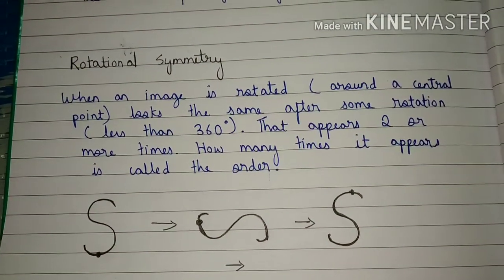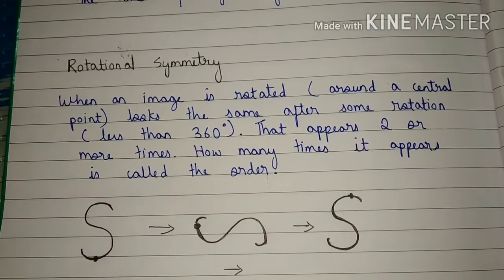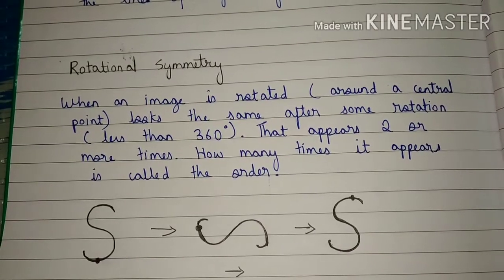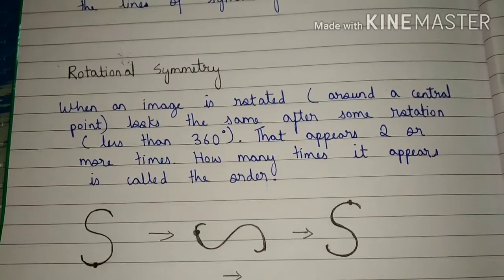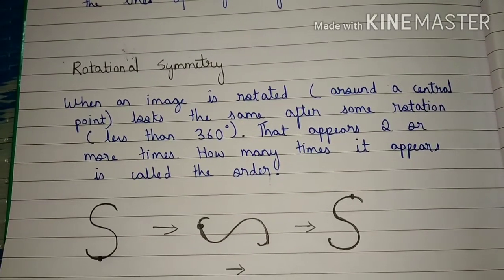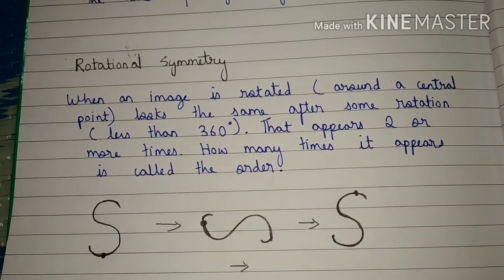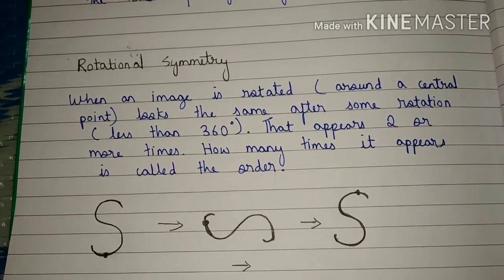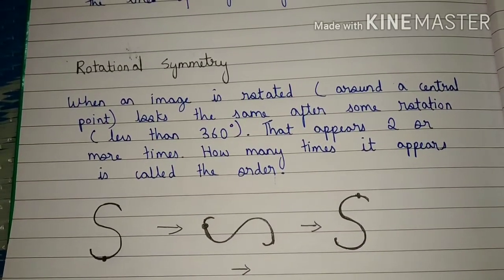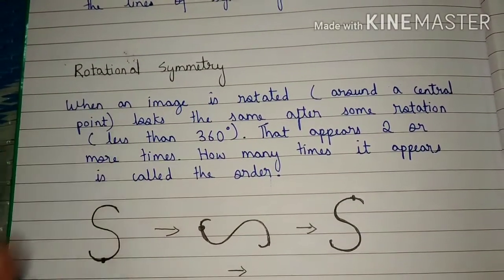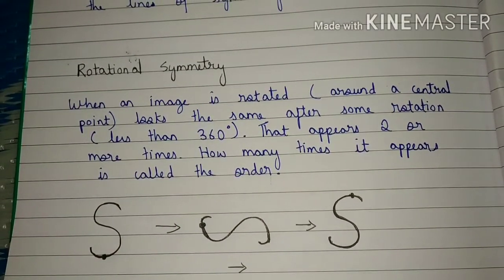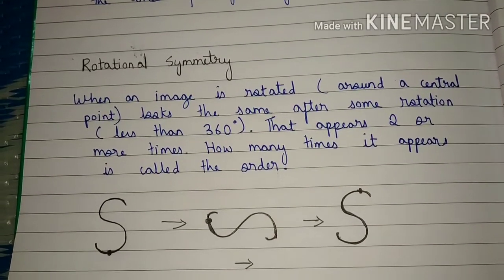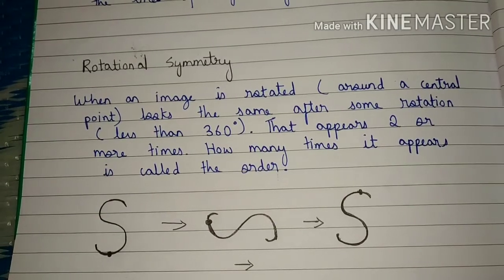Students, remember that we have to rotate the image 2 times or more than 2 times. But we don't have to rotate the image completely. We have to rotate the image less than 360 degrees. Because if you rotate the image completely, or 360 degrees, then you will not get rotational symmetry. So students, for rotational symmetry, we have to rotate the image 2 times or more than 2 times, but less than 360 degrees.